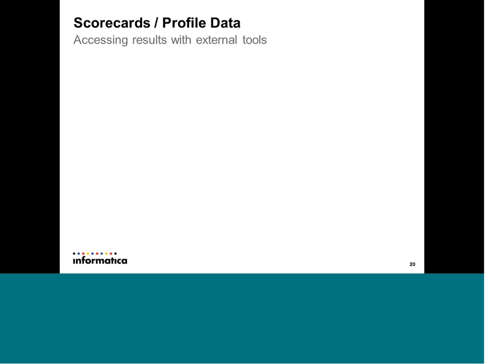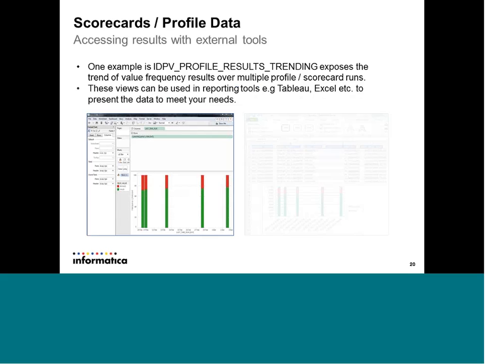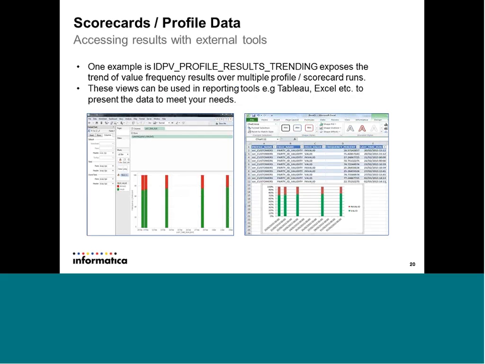So as I say, we know where the tables are. You can have a browse through that document to tell you what information is in each of those views. One of the examples that I mentioned here, because it ties in very much with the information we've looked at so far, is the view IDBV profile results trending, and that exposes the trend of value frequency results over multiple profile or scorecard runs. So within that table, the scorecards and profiles all just get placed in there, so you can just do a select based on the actual name of the object. And these views can be used in reporting tools such as Tableau, Excel, etc., to present your data to meet your needs.